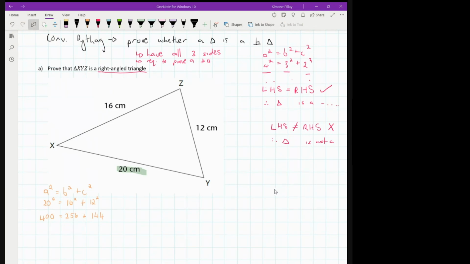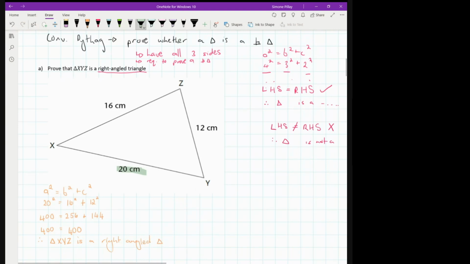Itandile, yes. Ma'am, 400, you write it as it is and you say equals to 256 plus 144, it gives you 400. So, ma'am, LHS is equal to RHS, which means therefore triangle XYZ is a right angled triangle. So let me just explain what you just did, Itandile, but don't go away.